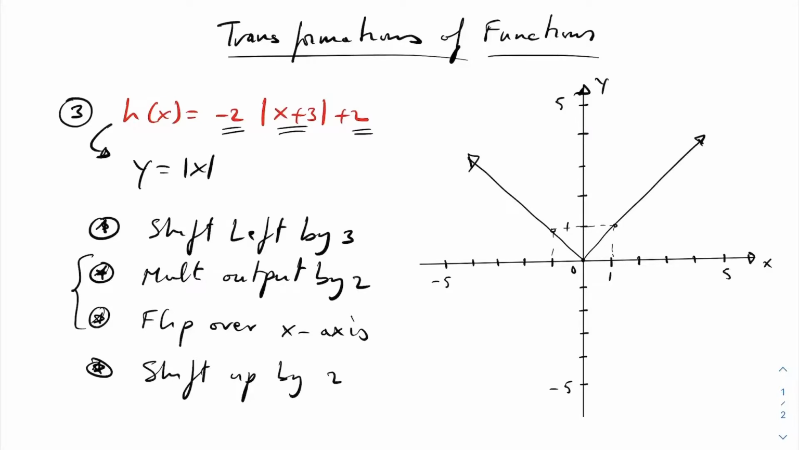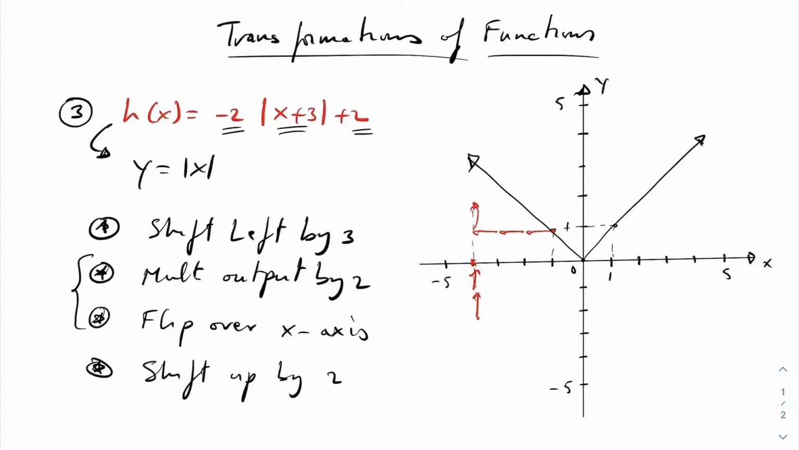Next, we're going to apply the transformation on each of those basic points in order to obtain a brand new point corresponding to the graph of the function h of x. Starting with the point of coordinate negative 1, 1, we're going to shift it to the left 3 units, then multiply the output by 2, then flip it over the x-axis, and finally shift it up by 2. And that will give us the point of coordinate negative 4, 0.